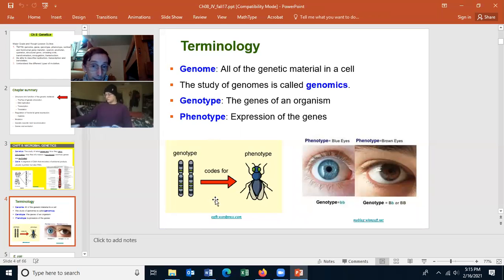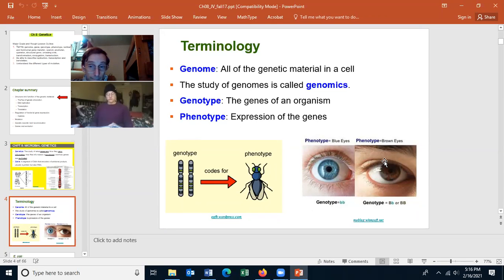So when we're looking at the phenotype of this fly, we look at what the genotype is, the genes of that organism. For example, in humans, the phenotype is blue eyes and brown eyes, the color of the eyes. And then blue eyes, the genotype is two genes, lowercase b and lowercase b, encoding for blue eyes. The lowercase just means it's recessive.